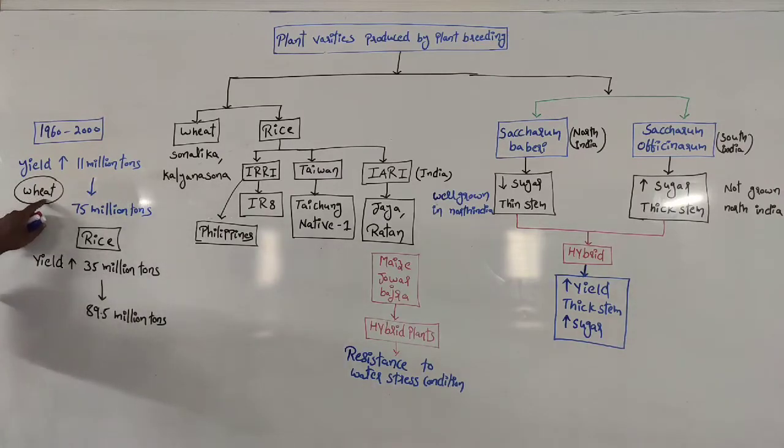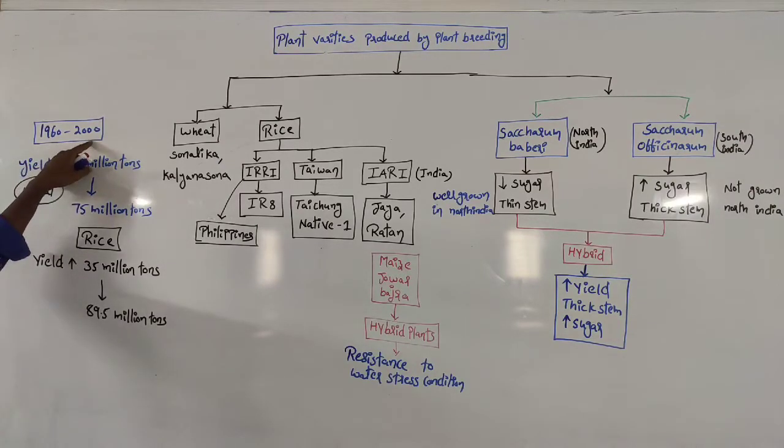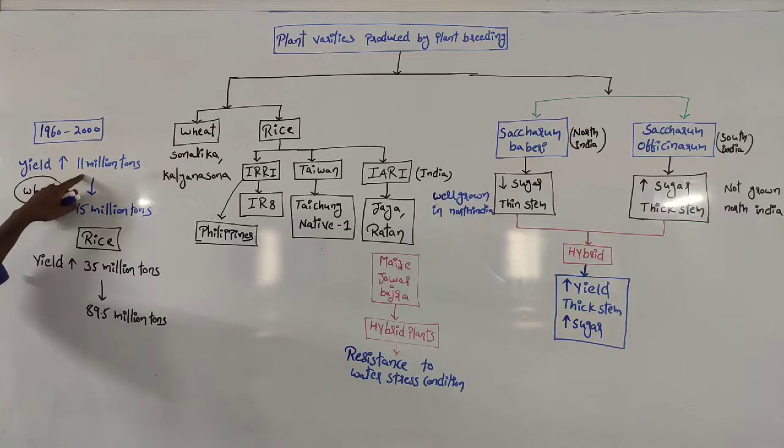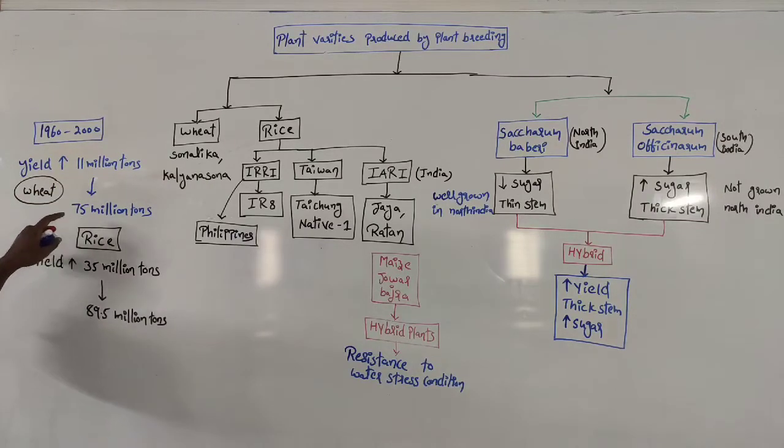In the case of wheat, initially, before 1960, there were 11 million tons produced throughout the world. After plant breeding techniques, between 1960 and 2000, the 11 million tons was raised to 75 million tons. If we observe this pattern, this is a dramatic increase in wheat production.